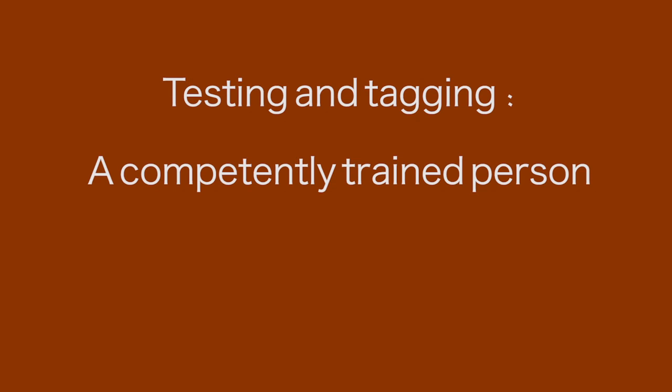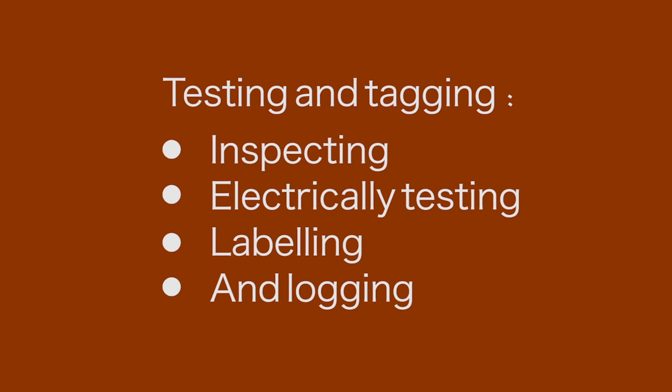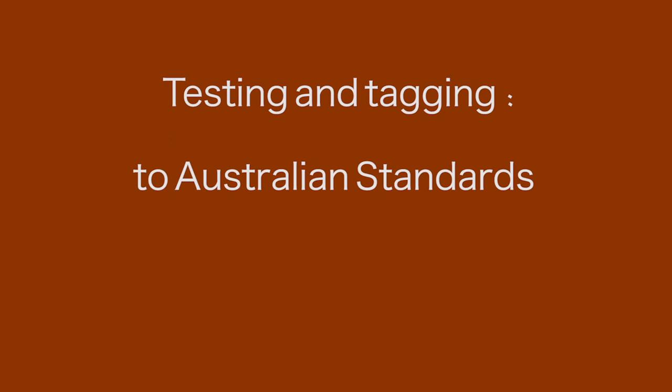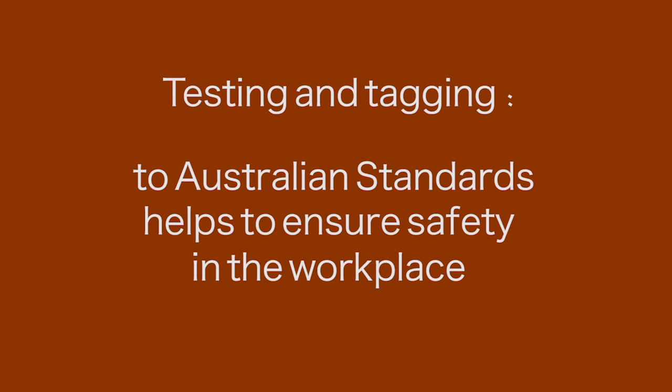In this video, I'll be showing you how to test and tag a basic item, as well as explaining to you what testing and tagging is. Testing and tagging involves a competently trained person inspecting, electrically testing, and then labelling and logging electrical appliances. Testing and tagging to the Australian standards helps to ensure the safety of electrical equipment in the workplace and can dramatically reduce the risks of electrocution and fires.